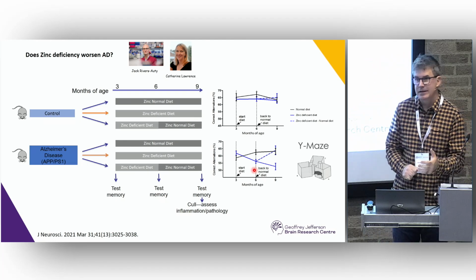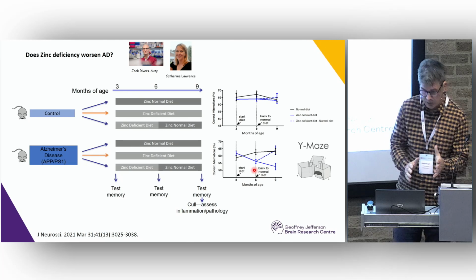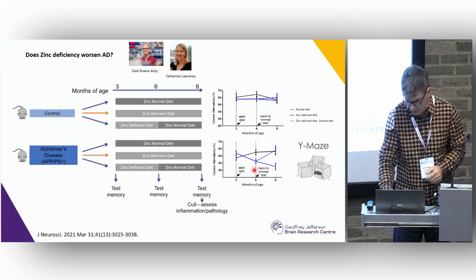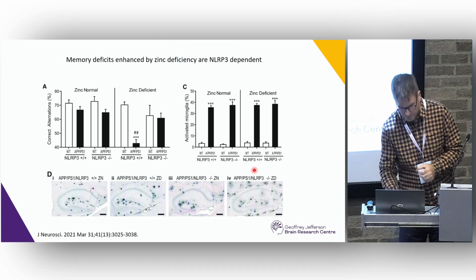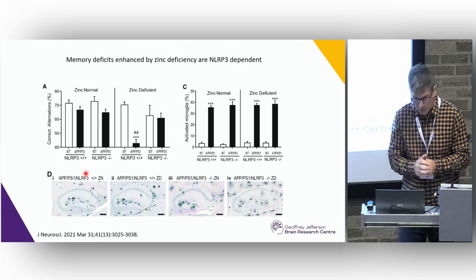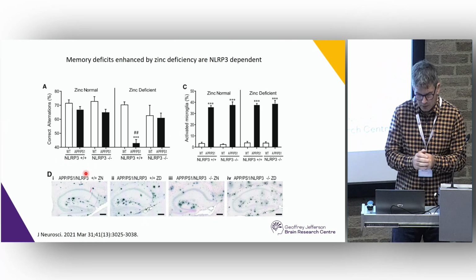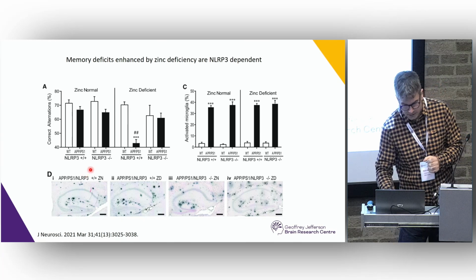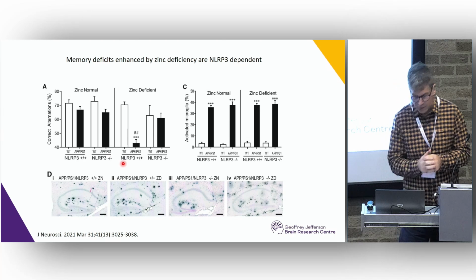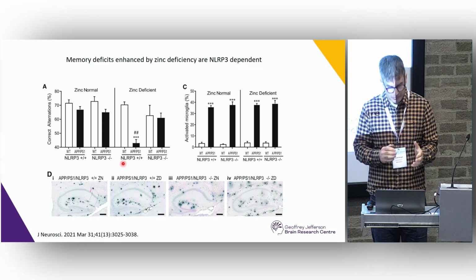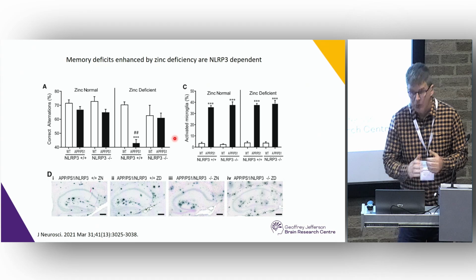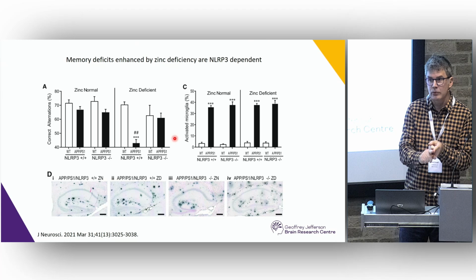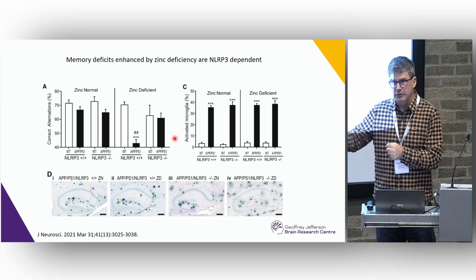So we asked the question, is this NLRP3 dependent? We repeated this experiment, but basically we crossed these mice with mice that were knocked out for NLRP3. And these are the data. If you look at panel A here, on the normal zinc diet, whether NLRP3 is present or not, of course, there's no deficit, consistent with what we've seen before. On the zinc-deficient diet, in mice that were wild-type for NLRP3, there is a memory deficit. And this is abolished when NLRP3 is knocked out. So NLRP3-dependent inflammation, or an NLRP3-dependent process, is driving this acceleration of the memory deficit.